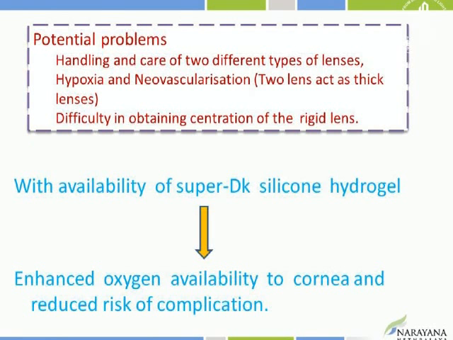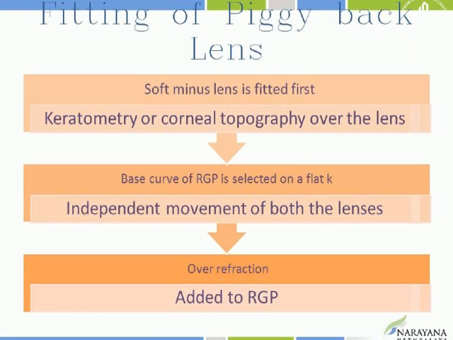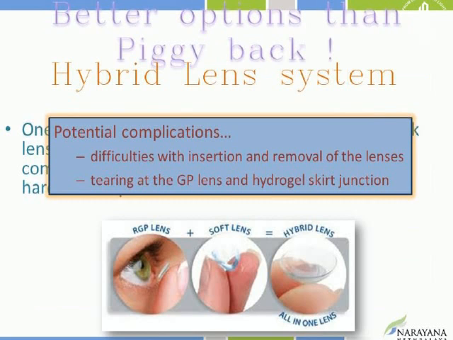But obviously it comes with some problems because you are using two lenses. It is a thick lens, it produces hypoxia and neovascularization, and it is difficult to handle. With the new availability of super DK silicone hydrogels, these problems have to some extent come down. This is the fitting of a piggyback lens. I will not go through it, but what is important is that you use high molecular weight fluorescein, which does not stain the soft contact lens.